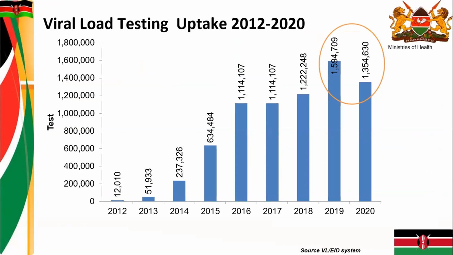So this is the graph that shows uptake of viral load testing from 2012 to 2020. There have been tremendous improvements over the years, and by the end of 2020 we were at 1.3 million people who had had a viral load. And from what you'll see in my next graph, there was some interruption due to the COVID pandemic, and that is the reason why you see the numbers had a slight decline. However, after the country normalized, the uptake of viral load went up.